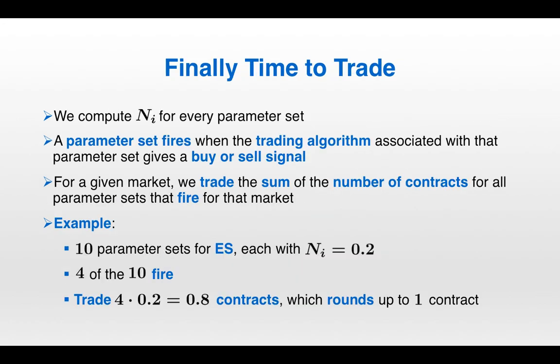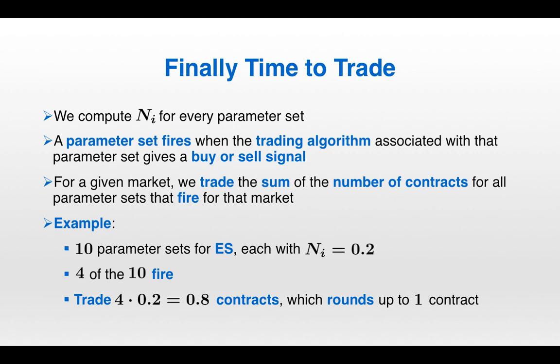All right, so it's finally time to trade. We've come a long way to get to this point. And the first thing we do is we compute N_i for every parameter set, the number of contracts associated with that parameter set. We say that a parameter set fires when the trading algorithm associated with that parameter set gives a buy or sell signal. So if the trading algorithm for that parameter set is saying yes, go ahead and trade, we say that parameter set fires. If it's saying no, don't make any trade, we're saying it doesn't fire. And for a given market, we're going to trade the sum of the number of contracts for all parameter sets that fire for that market.